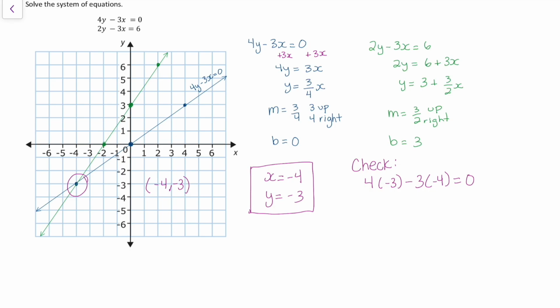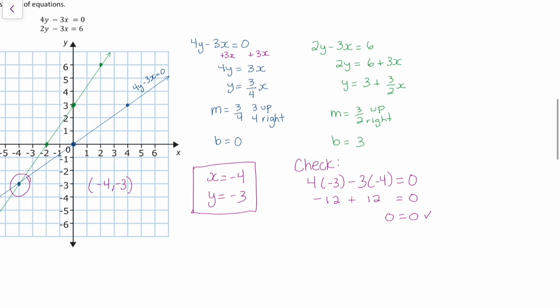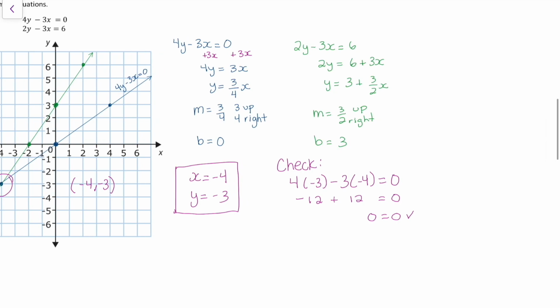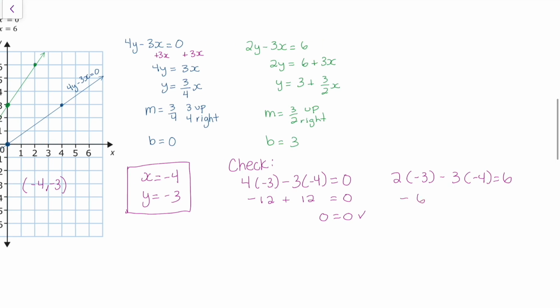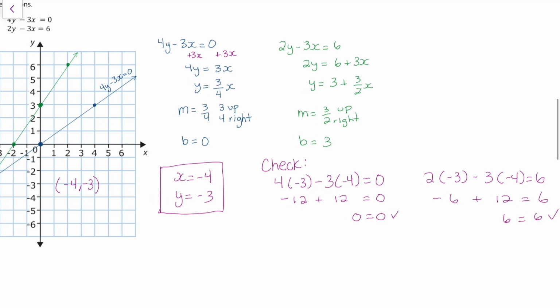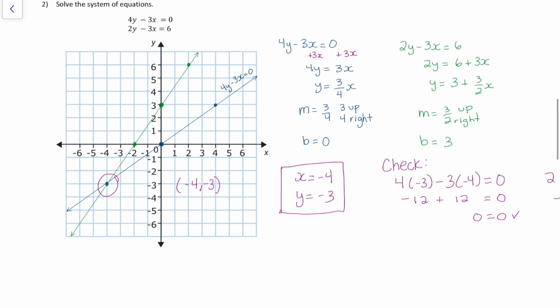So you get -12 plus 12 equals 0, or 0 equals 0. So it worked in that first one. And then I have 2(-3) minus 3(-4) should equal 6. I get -6 plus 12 equals 6, or 6 equals 6. So I know I did it right. So my answer is x equals -4 and y equals -3.